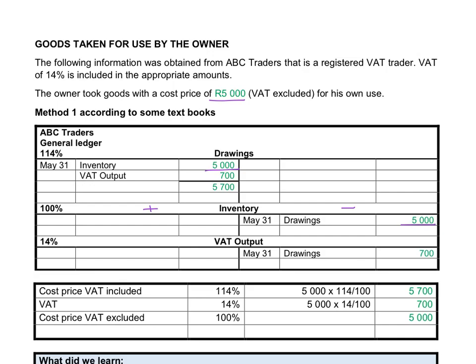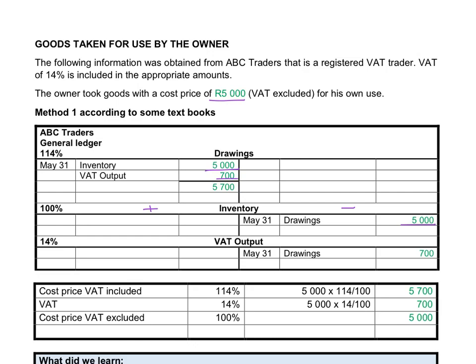But because this business is a registered VAT vendor, it means that the owner has to pay VAT on the drawings. There are two methods according to the different textbooks that you use, and I'm going to do the first method first. The business takes this drawings as sales, and they say he has to pay 700 Rand VAT on this drawing. So the amount is calculated.